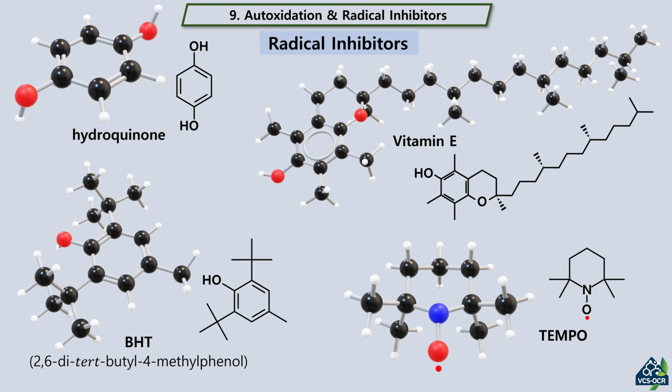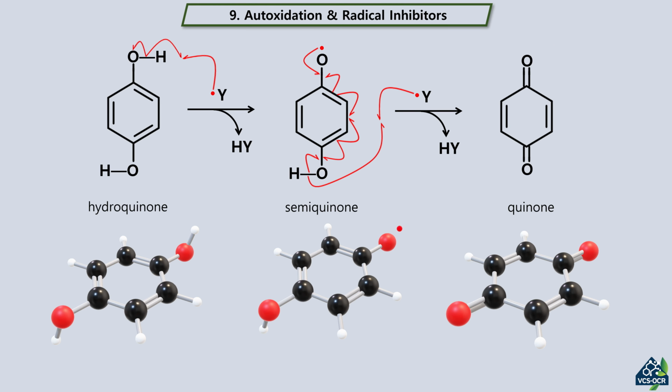To prevent this degradation, we use radical inhibitors, or scavengers, such as vitamin E, BHT, or hydroquinone. These inhibitors donate a hydrogen atom to propagating radicals, trapping reactive species directly. For instance, hydroquinone donates a hydrogen atom to a peroxy radical, forming a resonance-stabilized semiquinone intermediate. It can then donate a second hydrogen atom to trap another radical, cleanly converting into stable quinone.